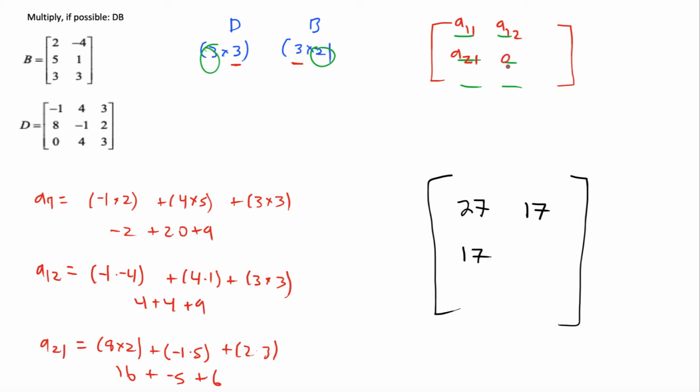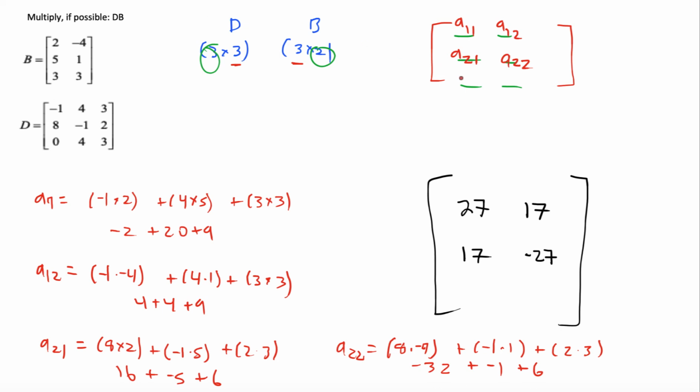And what about this one? This is A22, the second row, second column of our product matrix. What does that mean? We need the second row of D and the second column of B. So for A22, we want to multiply these 3 numbers together with these 3 numbers, and then add those results. So what do we get? We get 8 times -4. We get -1 times 1. And we get 2 times 3. So we get -32 plus -1 plus 6. That should give us -27. So this entry here is -27.